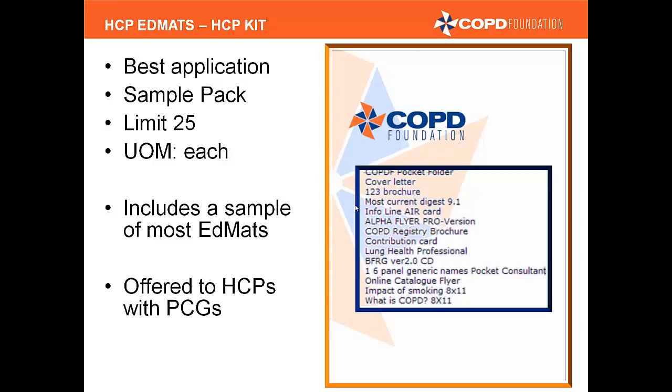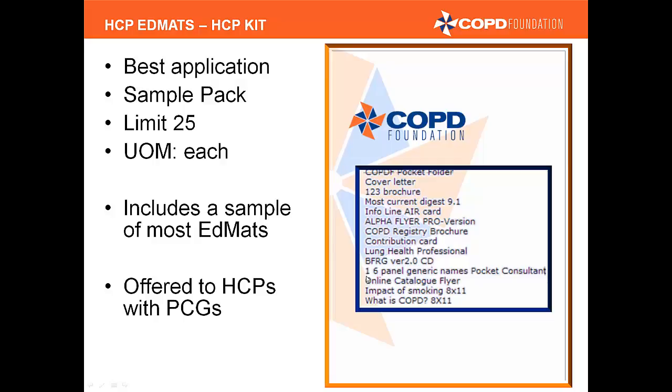The next series of educational materials is our healthcare professional materials. We're going to start off with our HCP kit. So this kit is very similar to the patient kit, but it includes a couple of different pieces that are specific for healthcare professionals, including the professional version of the Alpha-1 flyer I just described. It also includes the Lung Health Professional magazine in place of the COPD Digest. And then many of the other materials are the same as well.